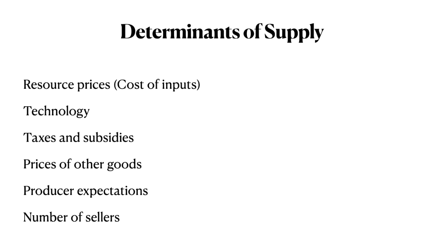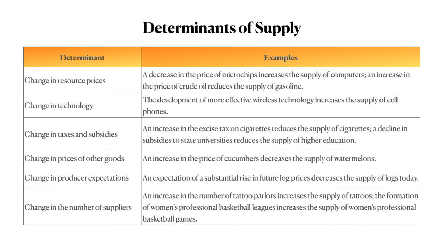When factors other than price are not held constant in our analysis, these factors may influence the quantity that producers are willing and able to supply to the market, and they include resource prices, technology, taxes and subsidies, prices of other goods, producer expectations, and the number of sellers. In this table, examples of these non-price factors or determinants of supply are listed.